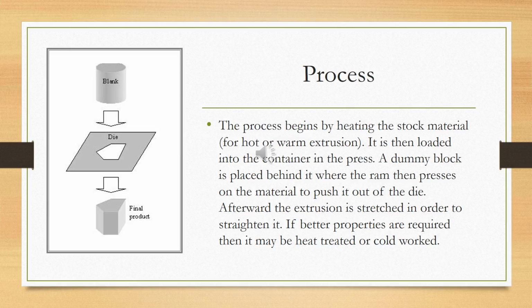The process begins by heating the stock material for hot or warm extrusion. It is then loaded in the container in the press. A dummy block is placed behind it, where the ram then presses on the material to push it out of the die. Afterward, the extrusion is stretched in order to straighten it. If better properties are required, then it might be heat treated or cold worked.